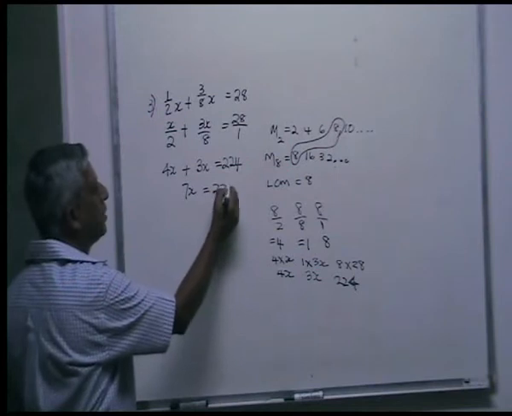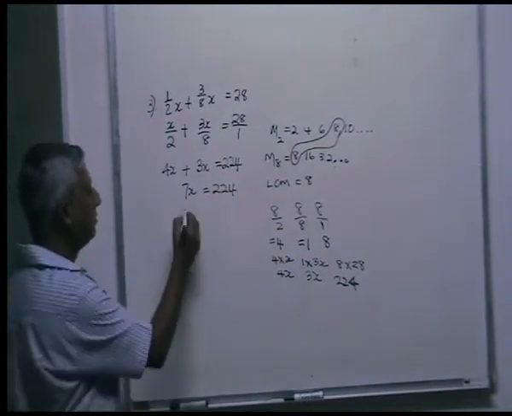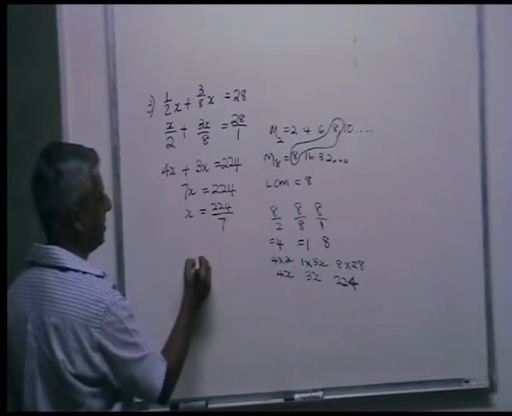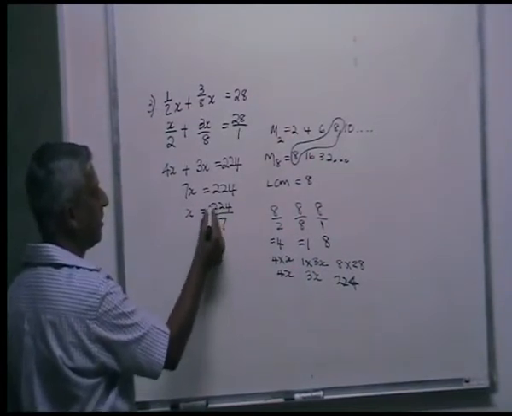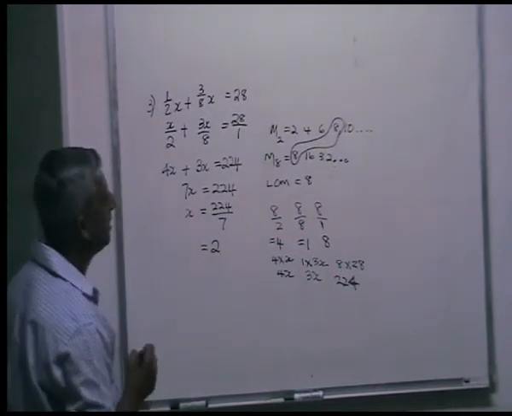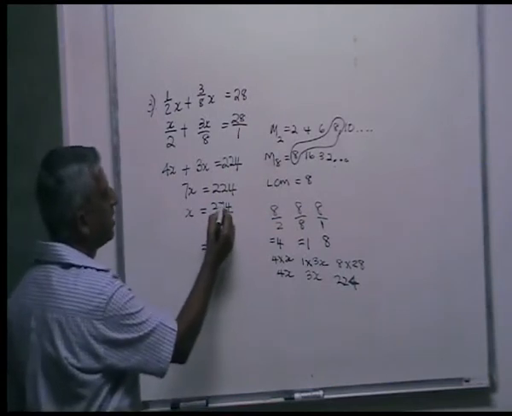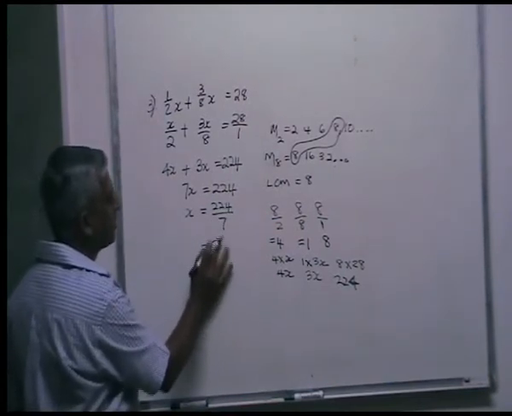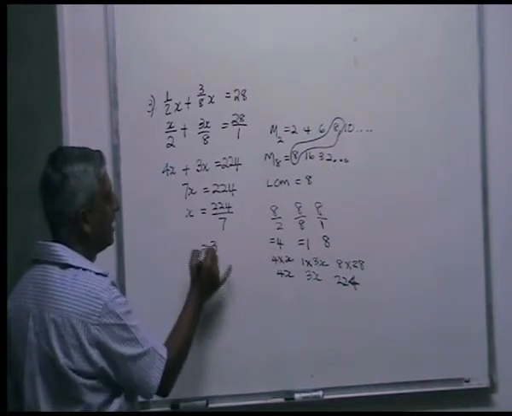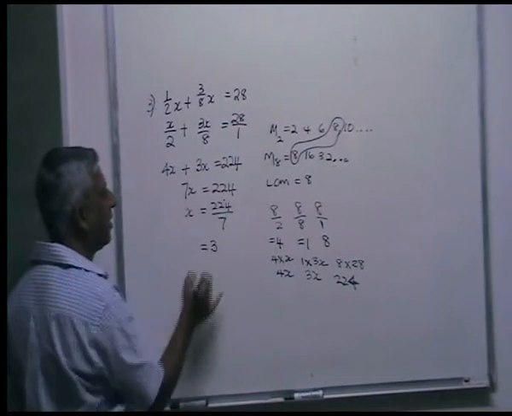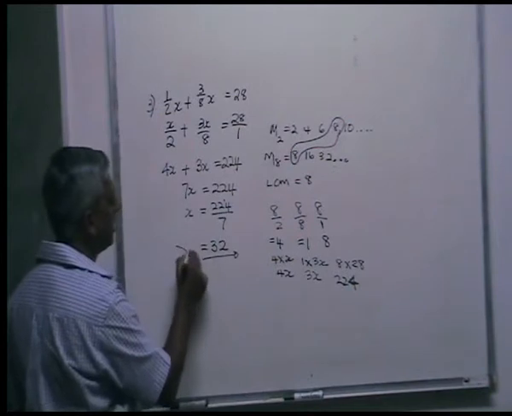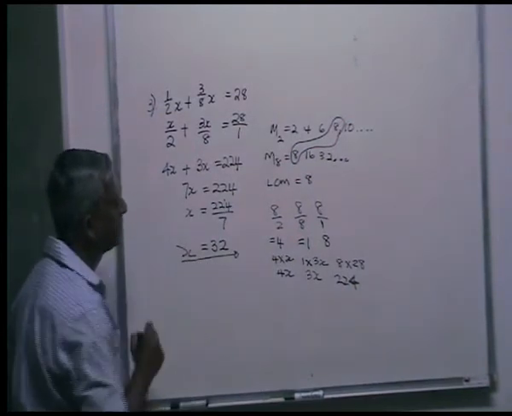7x is equal to 224. X is equal to 224 divided by 7. 7 divides into 22, 3 times. 7 3s are 21, remainder 1, into 14, 2 times. So x is equal to 32 is your final answer.